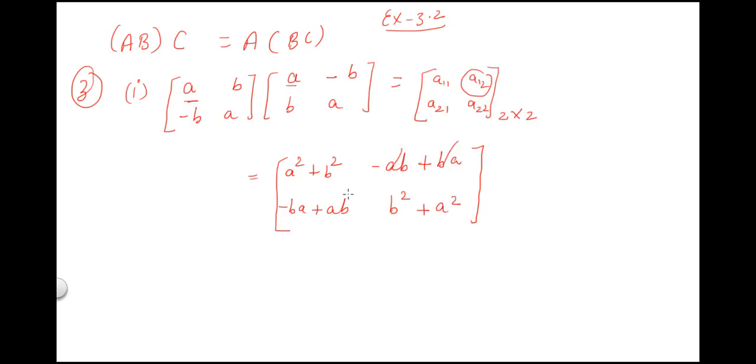See, these two elements will become 0. So we have A square plus B square. Here it is 0, here it is 0, and here also it is A square plus B square only. So this is the answer for the multiplication of these two matrices. Clear? Let us take one more example.